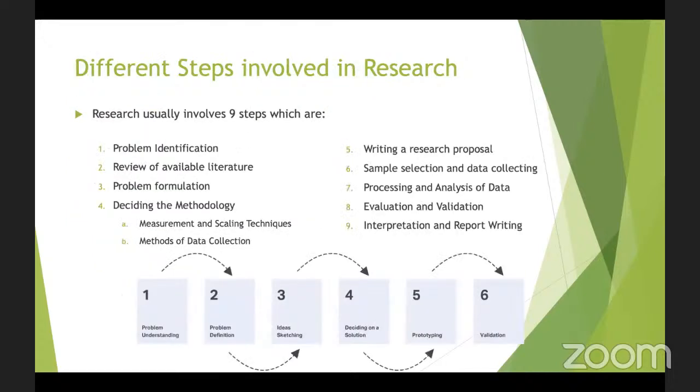Now, research usually involves a series of 9 steps. Those steps are problem identification, then review of literature, problem formulation, then deciding the methodology, how you will do it, then writing a research proposal, then the sixth one is sample collection and data collection, processing and analysis of data, evaluating and validating the results that you got, then interpretation, and finally report writing. So these are the 9 steps that are involved in research. We'll see these steps in more detail in the next slide.